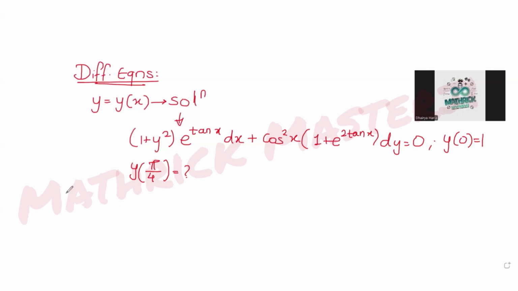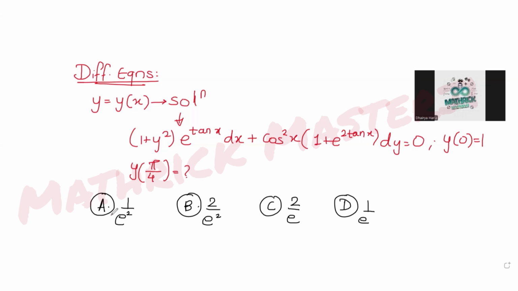If I talk about the answer choices, the options are 1 over e square, next is 2 over e square, the third is 2 over e, and the last one is 1 over e. So we need to figure out which one of the answer choices is the correct answer for the question. Let's try to solve this question further and understand what the correct answer is.